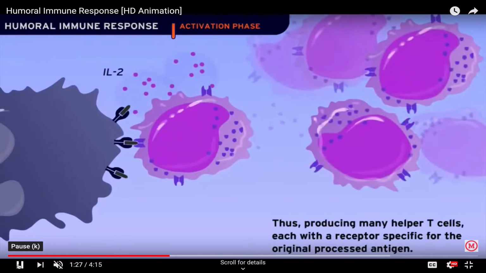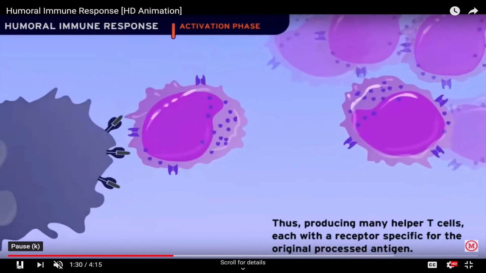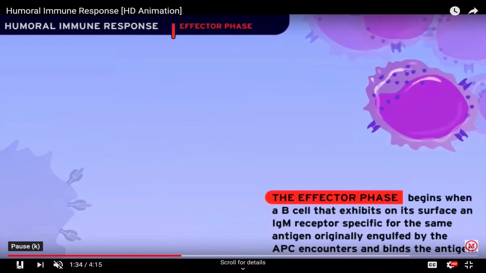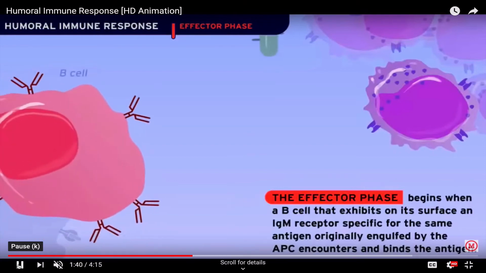So here it is proliferating. And now that we've got these, they are going to go into the effector phase, which is when we now need to activate the cells that are going to be responsible for the antibodies.